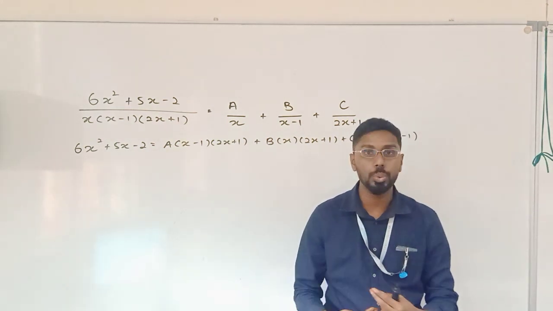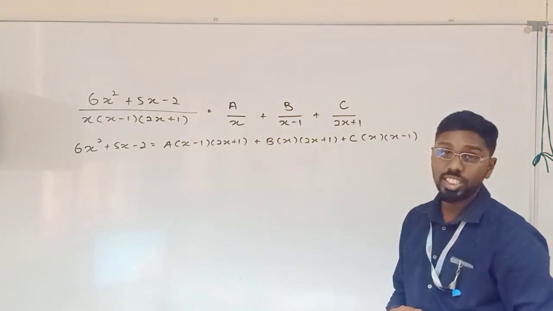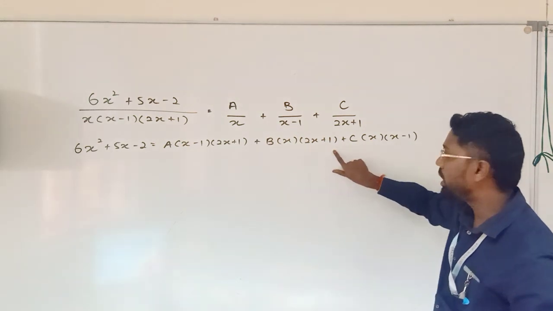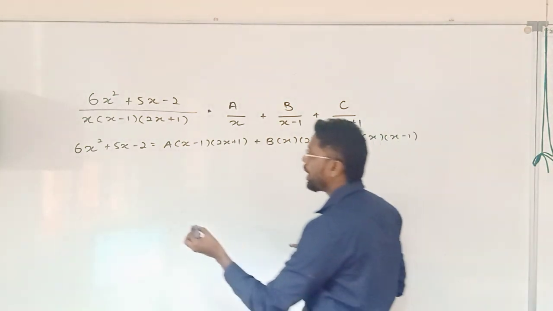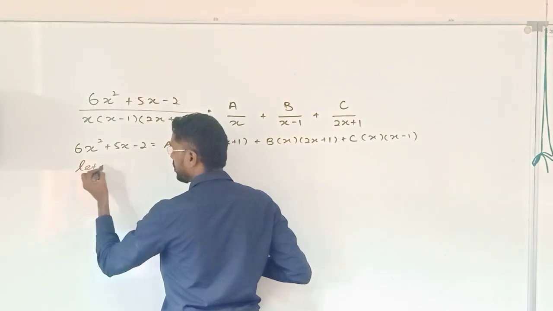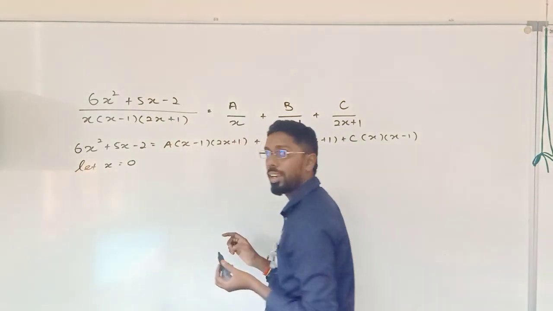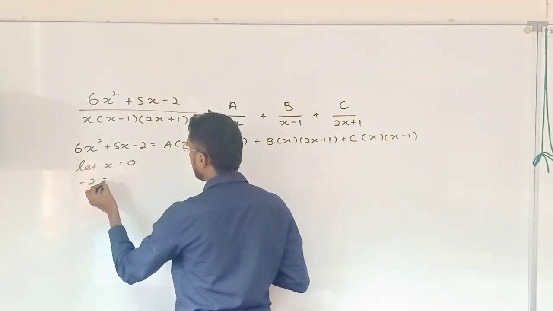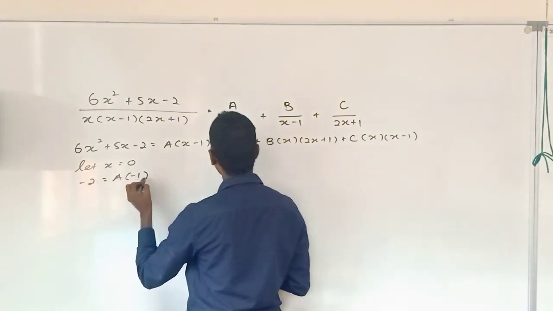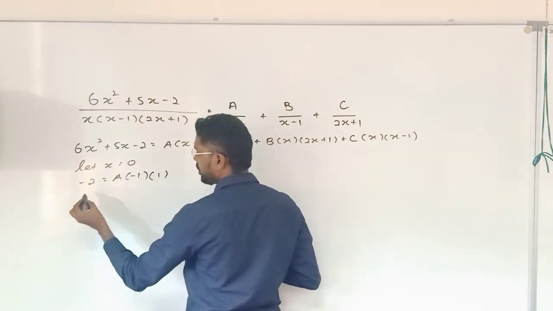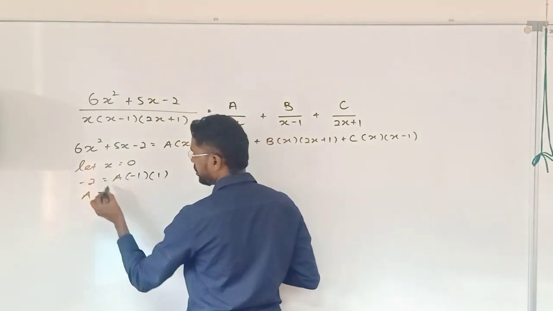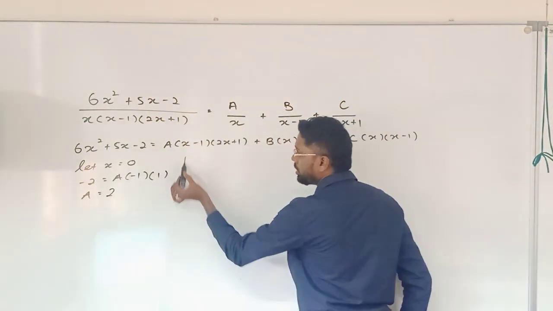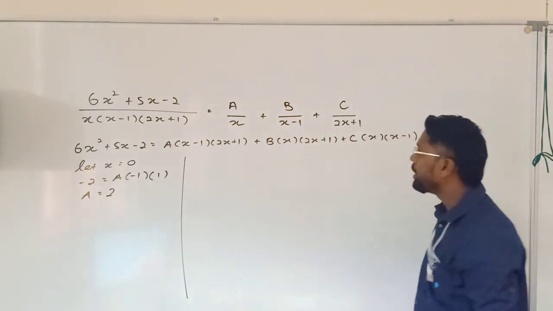By substituting a value. One of the easiest values is 0. If I put x equal to 0, then 0 multiplied with the whole thing is 0. So I let my x equal to 0. Therefore negative 2 equal to a times negative 1 times 1. So a is equivalent to 2. Okay, I already settled a, so let's go to another variable.